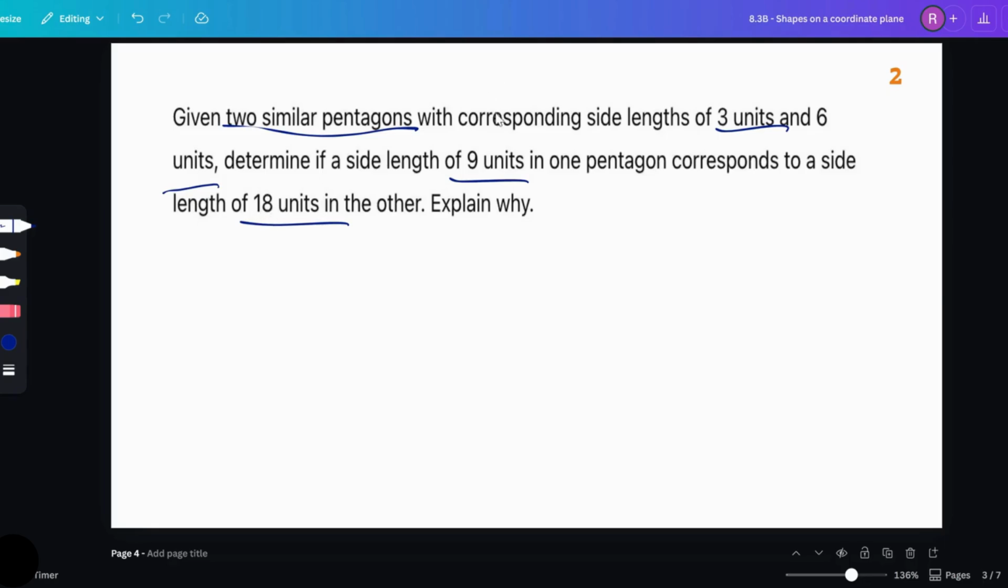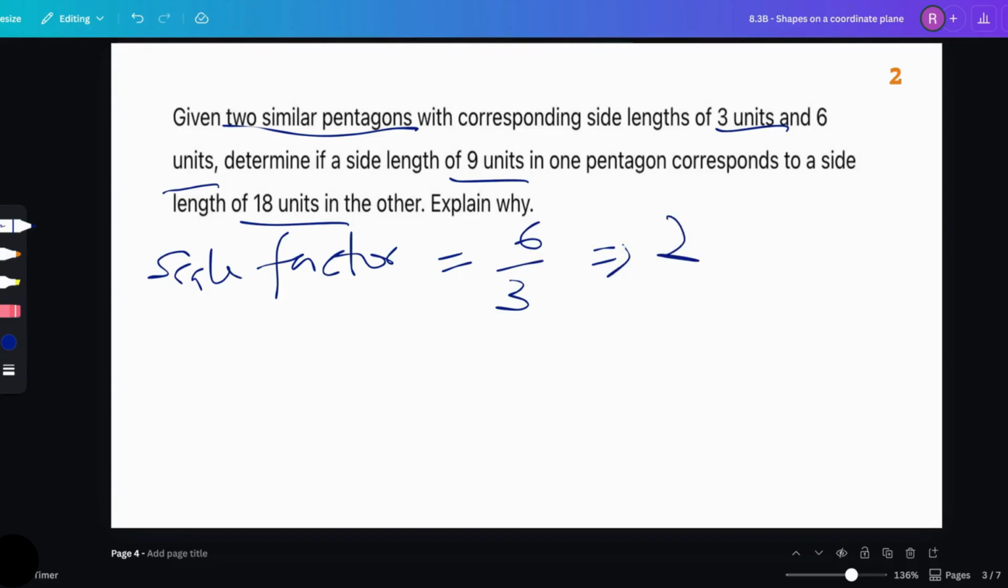If they have corresponding side lengths of 3 units and 6 units, that means the scale factor will be 6 over 3, and that gives 2. Okay, so now let's determine if a side length of 9 units in one pentagon corresponds to a side length of 18 units. So now the small side is 9. If you multiply 9 by 2, we get 18. So that means it corresponds because the scale factor of 18 over 9 also will be 2.